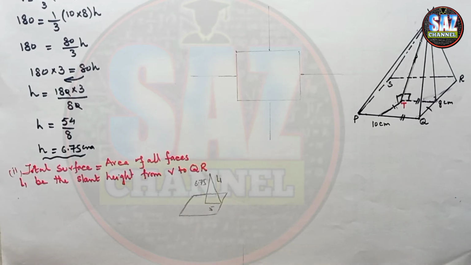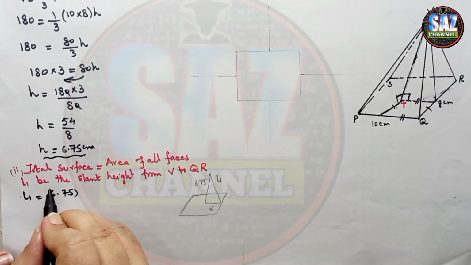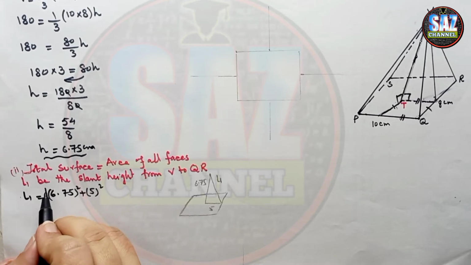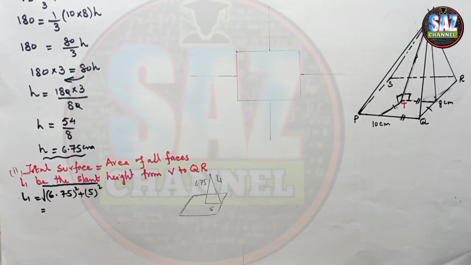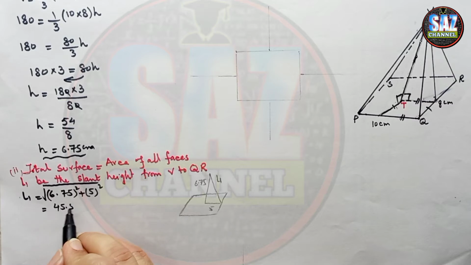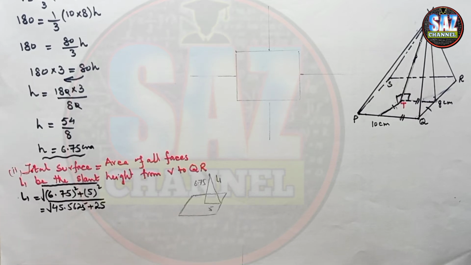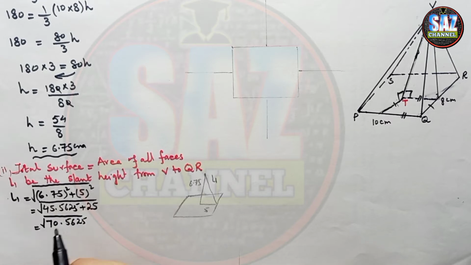So the calculation of L1 will be equal to the square root of 6.75 squared plus 5 squared. 6.75 times 6.75 is 45.5625, plus 25 gives me 70.5625, and then I have to take the square root of this answer, and this gives me 8.40. L1 is 8.40. Now in the same way we have to find the slant height for the other side.